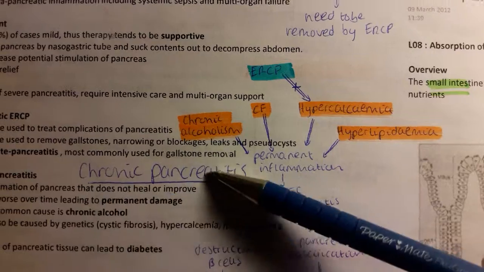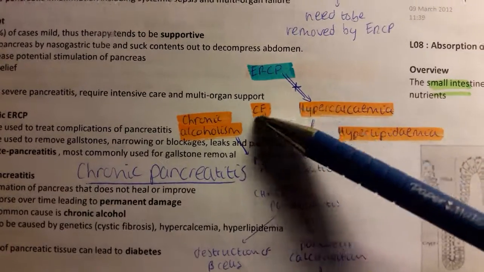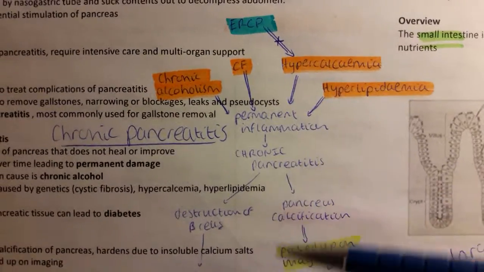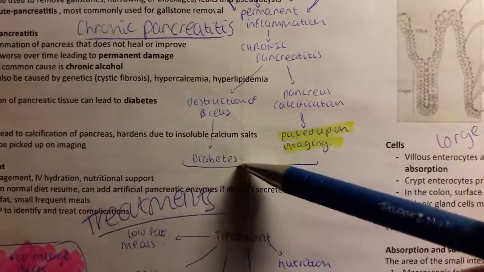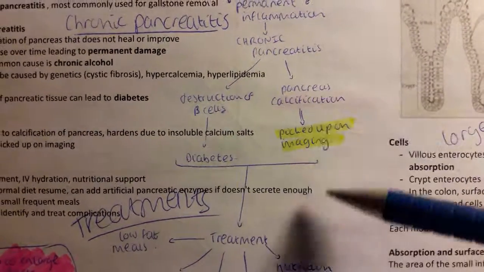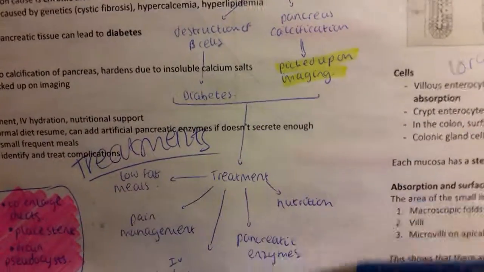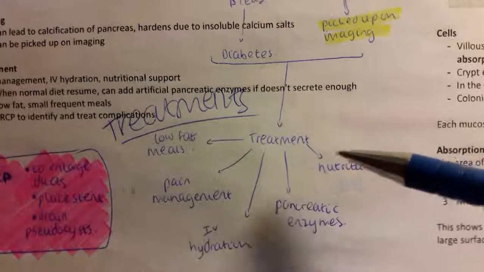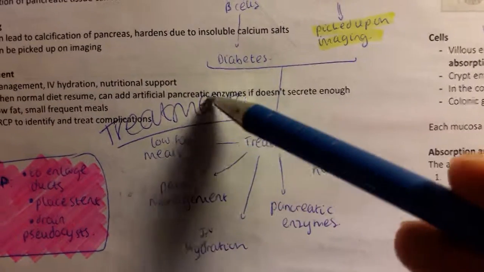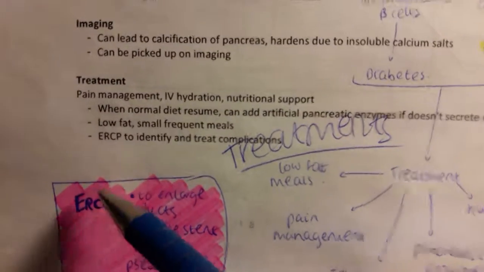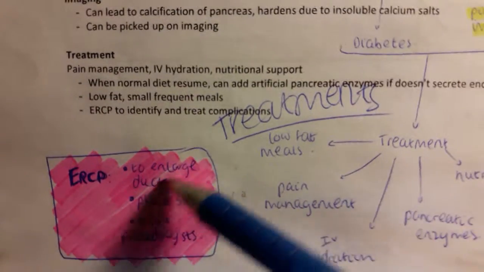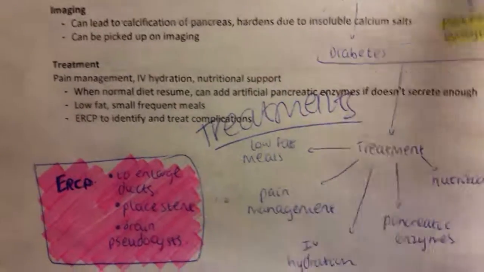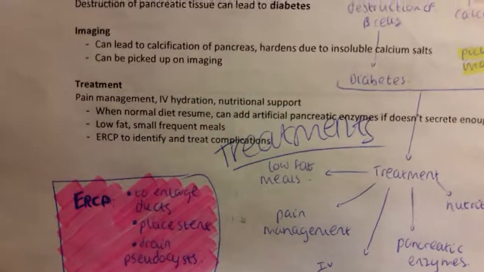It could also be chronic pancreatitis due to chronic alcoholism, cystic fibrosis, hypercalcemia and hyperlipidemia, causing permanent inflammation, chronic pancreatitis, leading to diabetes and pancreatic calcification, which can be picked up on imaging. Treatments: you're not going to be producing the pancreatic enzymes, so you're going to need enzyme replacement, nutritional support, hydration, pain management, and also endoscopic retrograde cholangiopancreatography, which enlarges the ducts, places a stent, and drains the pseudocysts to remove either gallstones or the calcification from the pancreas.